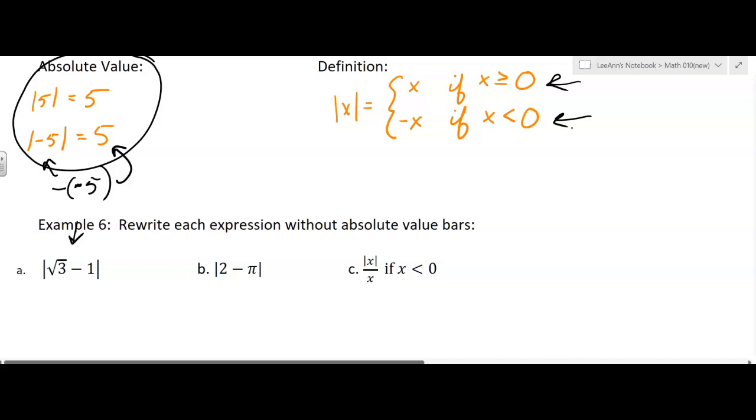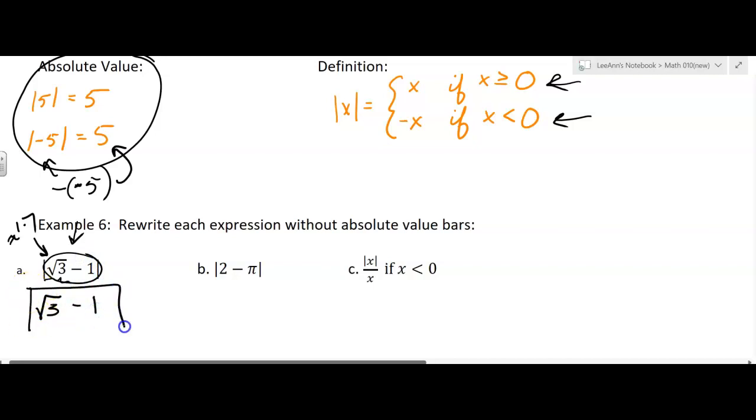Well, how are you going to know? You're going to have to think about the numbers. What's the square root of 3? I don't know, but it's bigger than 1. Now, I can find out on a calculator and get a decimal approximation. Let's see, square root of 3 is about 1.7. Well, that's more than 1. So if I'm subtracting them, then this is going to be a positive value. Therefore, I keep it the same.